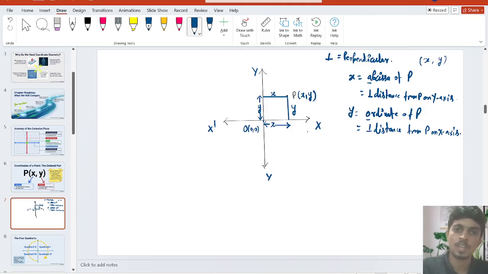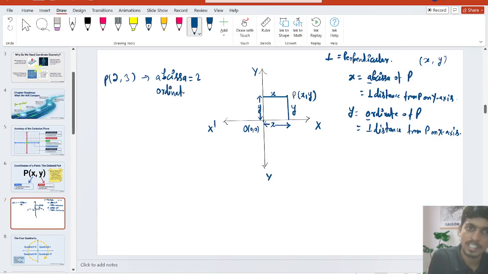We remember it this way. Suppose we have the point (2, 3). Its coordinate is (2, 3), and the abscissa is simply 2, and the ordinate is 3. The coordinate is the ordered pair (2, 3). I hope it is clear to you.